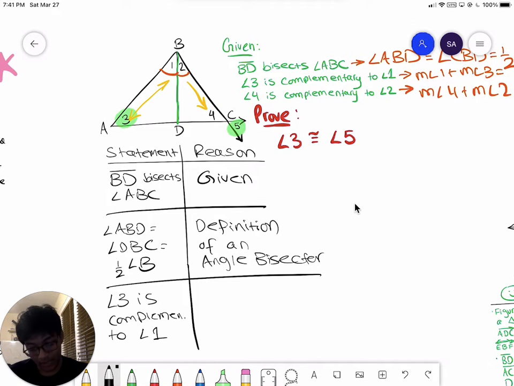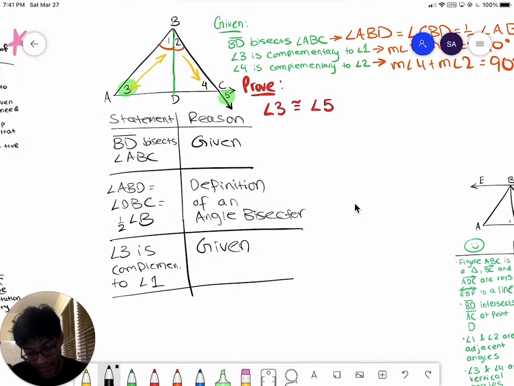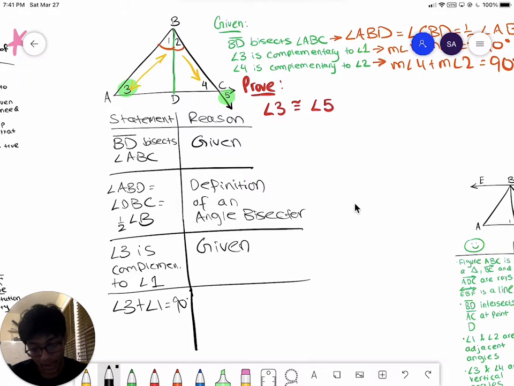And how do we know that? Well, again, that's given, right? But let's say we want to translate that to math language. How do we translate that to math language? Well, what that means is that if we add up angle 3 and angle 1, we're going to get 90 degrees for the total. And how do we know that? Well, that's the definition of complementary angles. In much the same way, we can use our other fact.